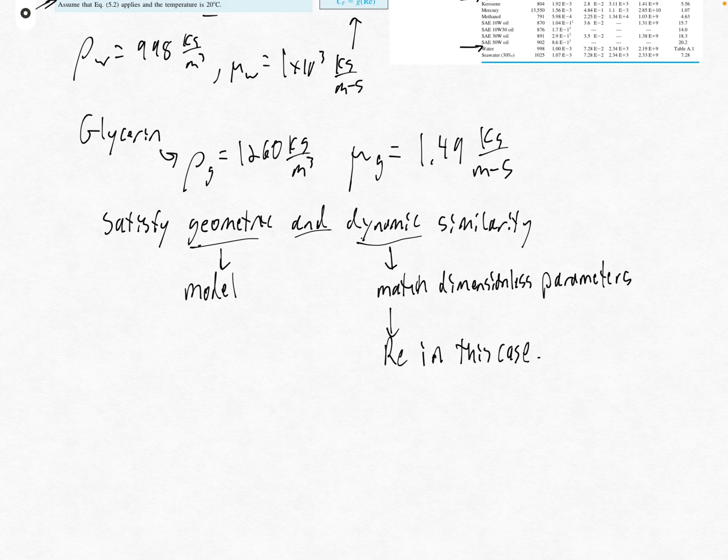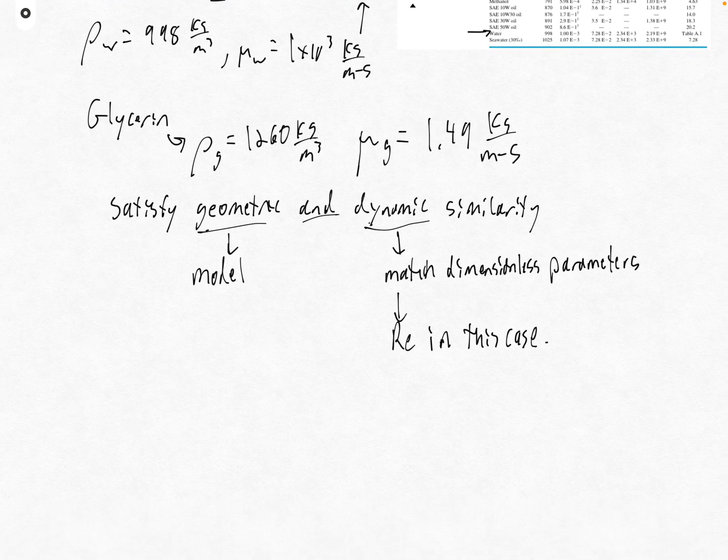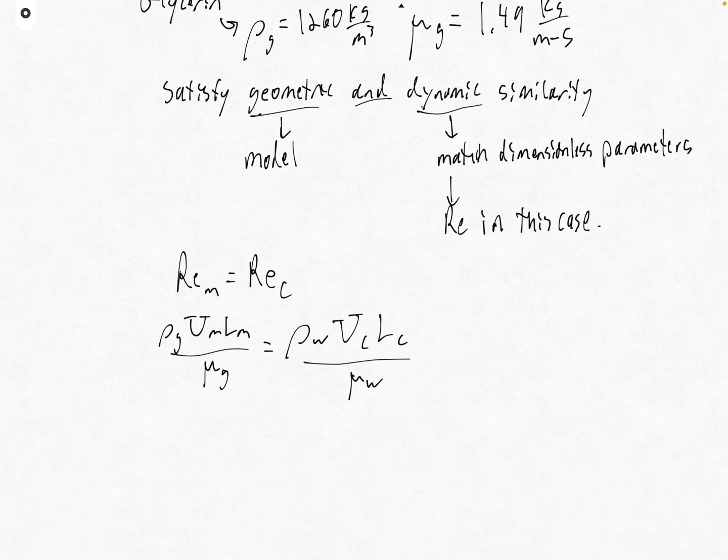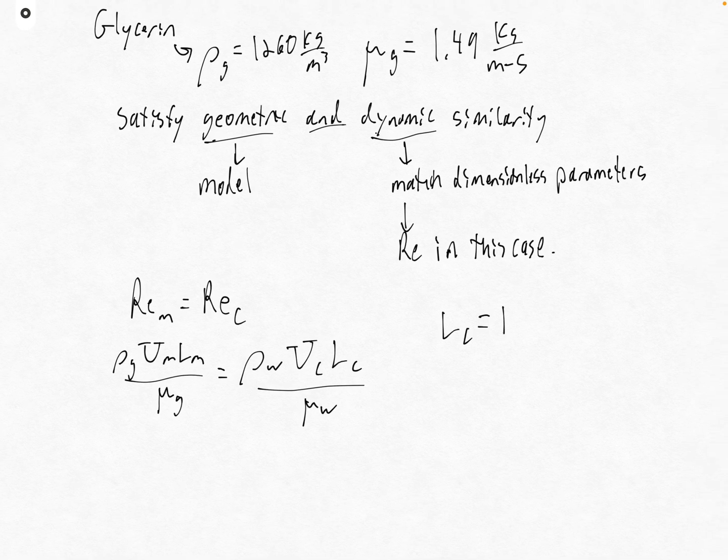To start with, we're going to consider that the Reynolds number of the model is going to be equal to the Reynolds number of the actual copepod, let's say Re C. And so rho of the model, which is in glycerin, times U model times the length of the model over the viscosity of glycerin is going to be equal to rho water times the velocity of the copepod, the thing we're trying to solve for, times the length of the copepod over mu water. And we're told that the length of the copepod is equal to 1 millimeter. The length of the model is equal to 100 millimeters, or 100 times the length of the actual copepod.